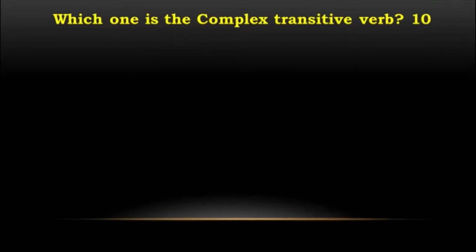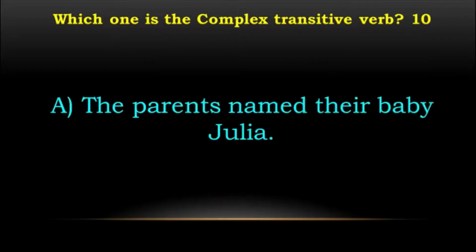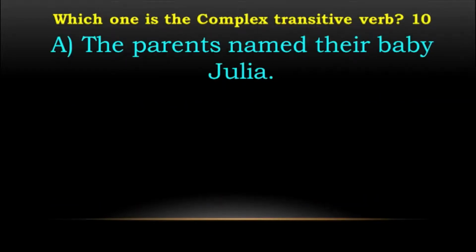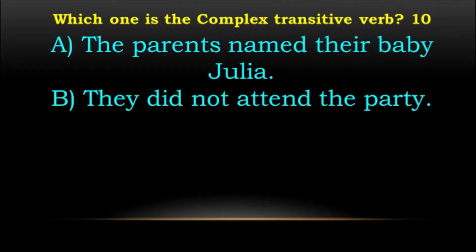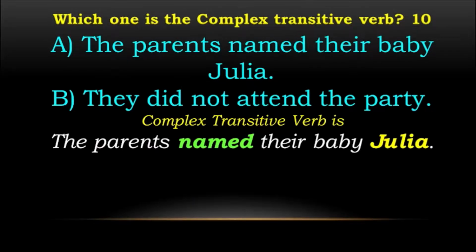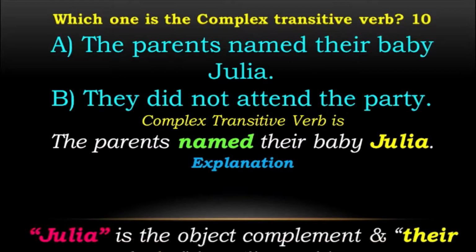Question number 10. Which one is the complex transitive? I hope you can find it easily now. The parents name their baby Julia. Okay? Named is your complex transitive verb, and their baby is the object and Julia, as a noun, is the object complement.